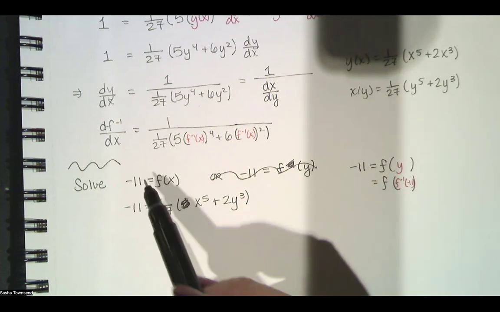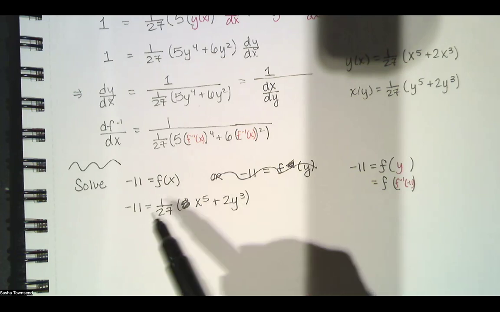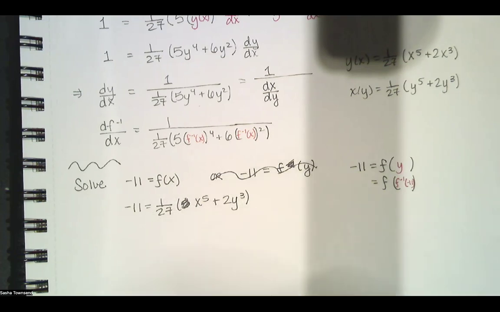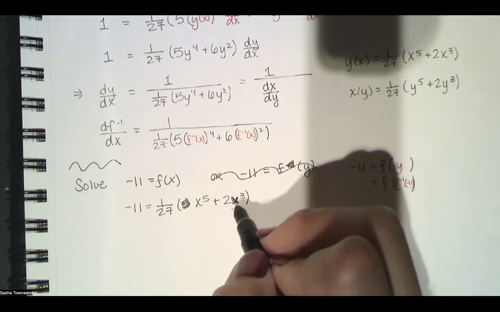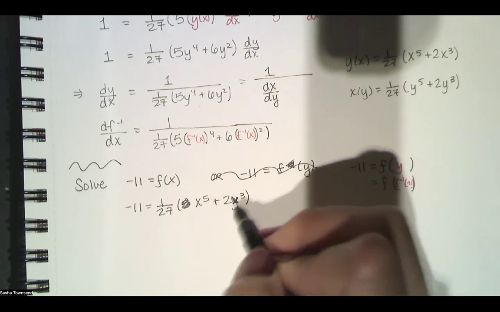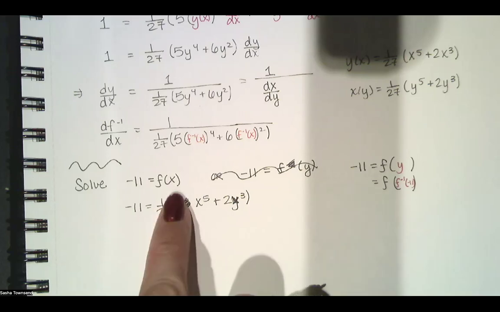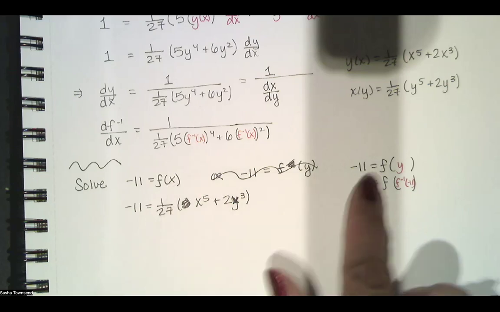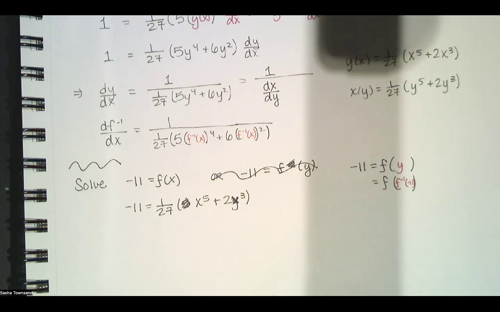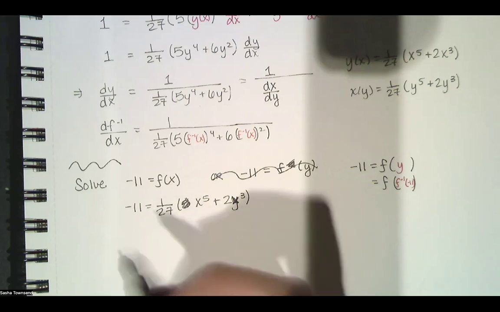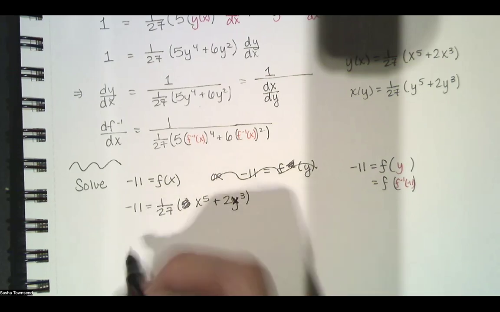So either way, whether you say -11 equals f of x or -11 equals f of y, you're solving this equation, with either an x to the fifth and an x cubed, or a y to the fifth and a y cubed. It just depends on what your perspective is, whether you're thinking of that x value as being in the domain of f, or as a y value in the range of f inverse. Same thing. Okay, well, how do I solve this? How can I solve this more systematically? Well, we could add 11 to both sides.